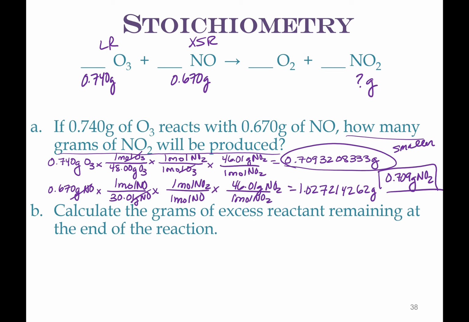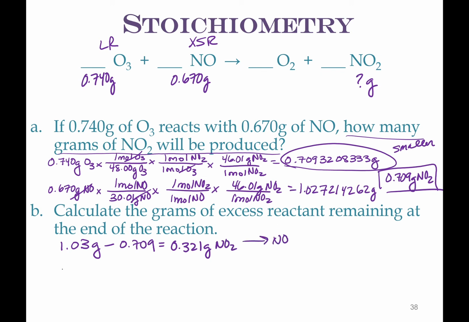Now, how much excess reactant remains? Well, we could have produced 1.03 grams, but we only produced 0.709 grams, leaving us with 0.321 grams that did not form. So that's grams of NO2 at this point. We need to bring that back to NO.